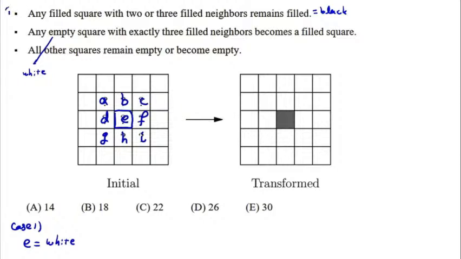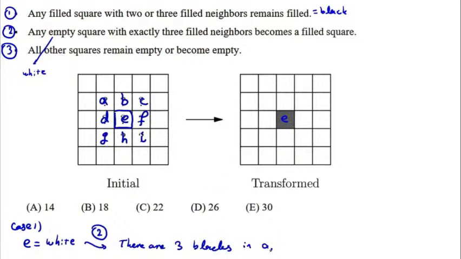Because E is white, now it is first condition, second condition, and third condition. By the second condition, because E here will be black, it says any empty square with exactly 3 filled neighbors. So there are 3 blacks in other cells, like in A, B, C, D, F, G, H, I.